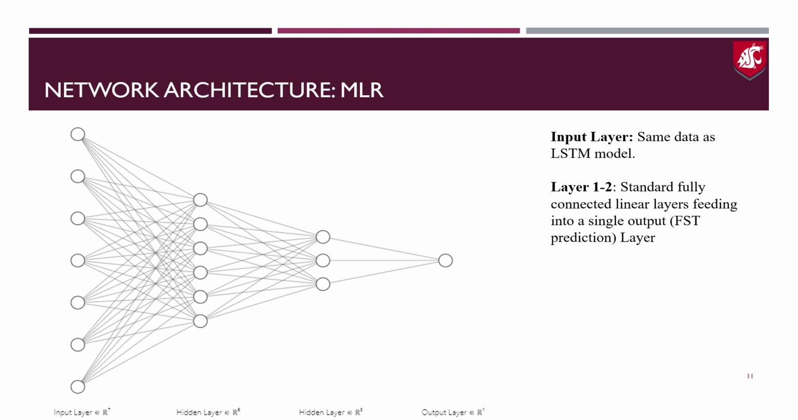Linear model architecture. For the input layer, we use the same data as the LSTM model. Layers 1 through 2 are standard fully connected linear layers feeding into a single output FST prediction layer.